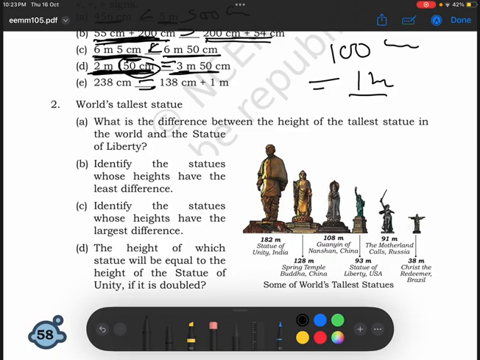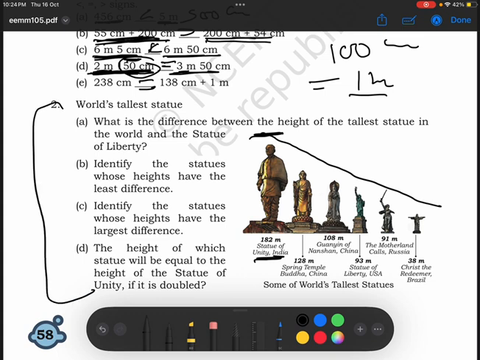So these are some of the tallest statues in the world, and as all of you know, the tallest statue in the world is in India. That is the Statue of Unity, and it is in Gujarat, on the bank of the river Narmada. So on the basis of this, we have to find the answers to these questions.